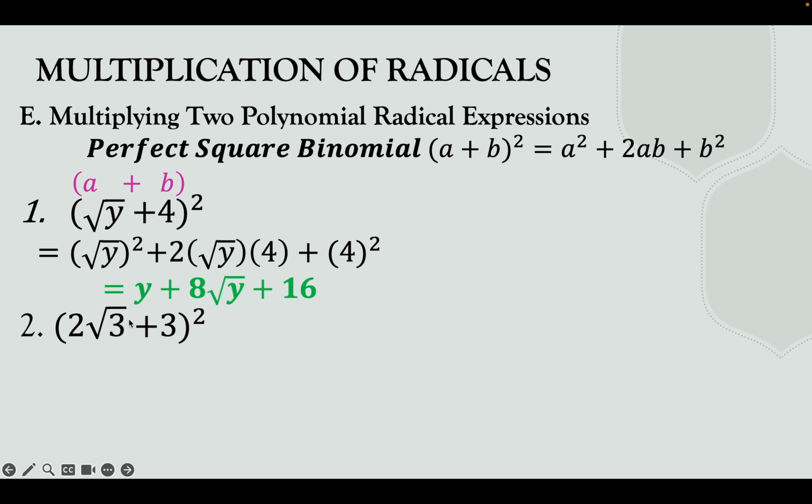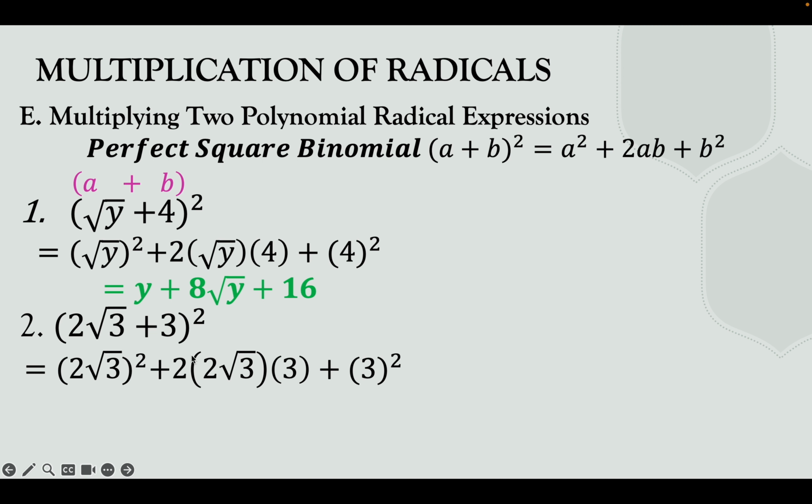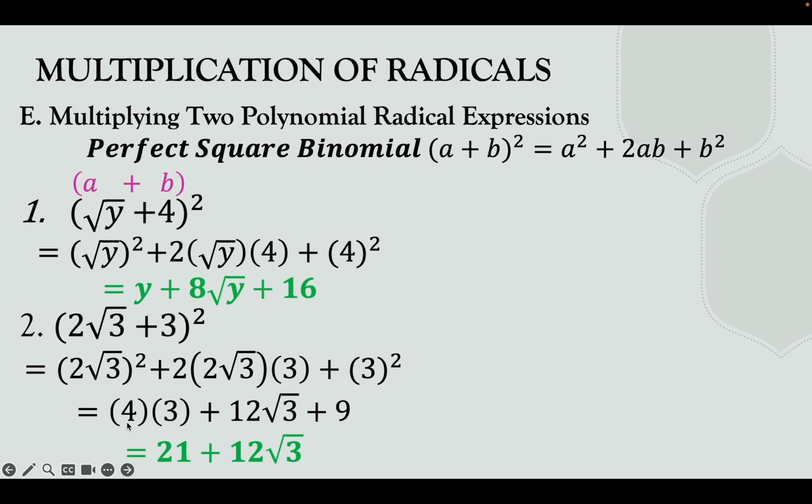Next, we have 2 square root of 3 plus 3 squared. So the first term will be 2 square root of 3, the second term is 3. So we have here 2 square root of 3 squared plus 2 times 2 square root of 3 times 3 plus 3 squared. So we have 2 squared is 4, and then square root of 3 squared is 3. So we have 4 times 3 plus 2 times 2, 4 times 3, 12 square root of 3, plus 3 squared is 9. So simplify this one. We have 3 times 4, that is 12, plus 9, we have 21, plus 12 square root of 3.